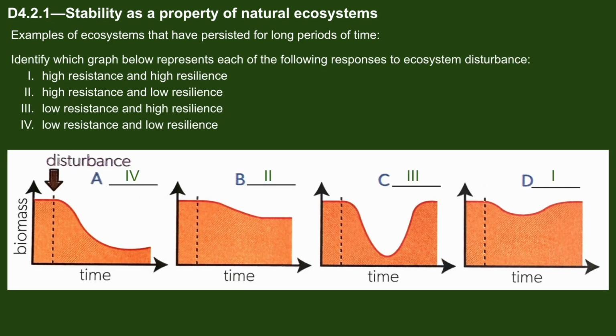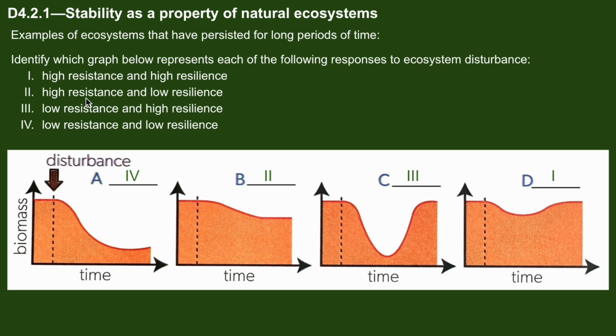So let's look at how we could represent this on a graph. Note, high resistance and high resilience. Okay, that's going to be here. High resistance means if there's a disturbance indicated by this dashed line, okay, that there's only going to be a small change because it's highly resistant to change. Okay, but then it's also going to be able to bounce back, which means it has a high resilience.